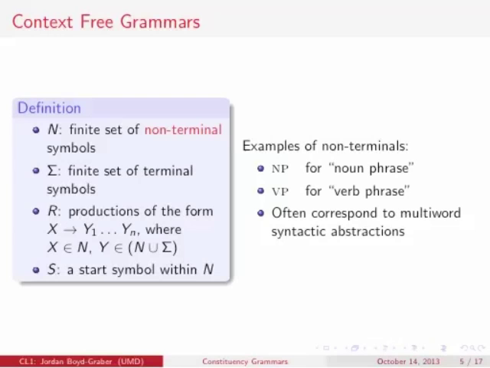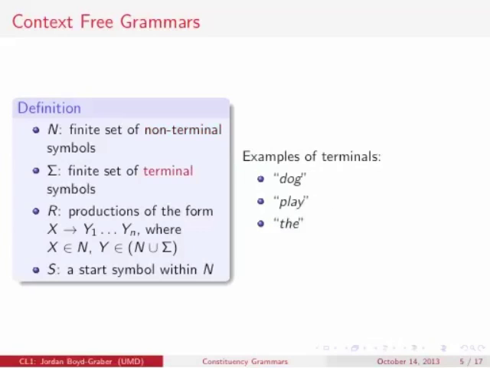A context-free grammar is defined as a set of 4 elements. These elements are first, a set of non-terminal symbols that correspond to latent syntactic structures such as noun phrases or verb phrases that we don't actually see in a written sentence, but we believe to be there. And these are often multi-word syntactic abstractions. The second element are sets of terminal symbols. These are the things that we actually do see. So these are the words that we observe. So dog, play, the. Any word that you observe in a sentence, these are the terminal symbols.